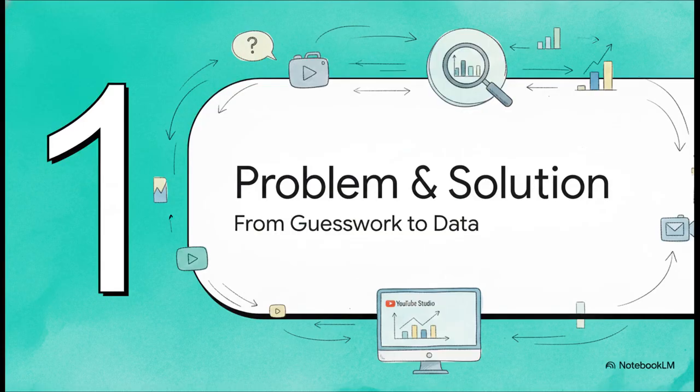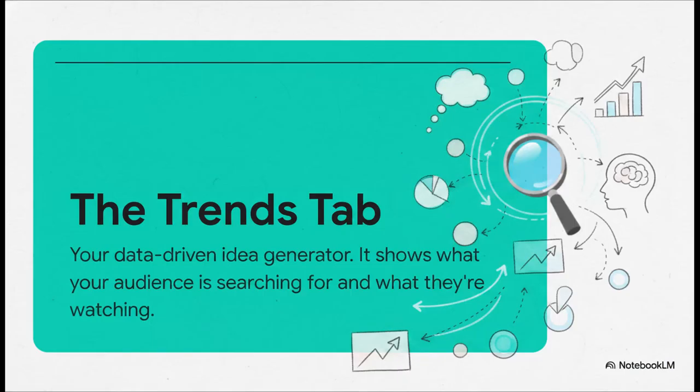Look, the single biggest hurdle for most creators is that constant nagging question: what should I make next? The great news is the answer is already there, waiting for you, right inside your YouTube studio. Say hello to the Trends tab. Think of it like a direct hotline to your audience's brain. It's a tool that was specifically designed to replace all that guesswork with cold, hard data, showing you exactly what your viewers are hungry for right now.